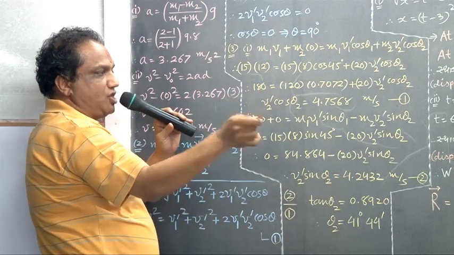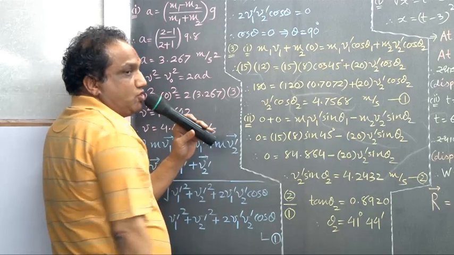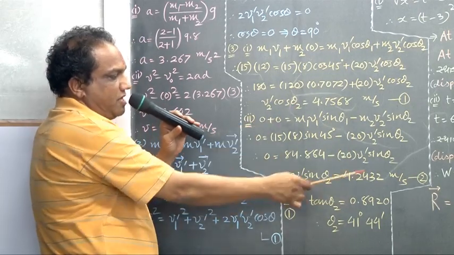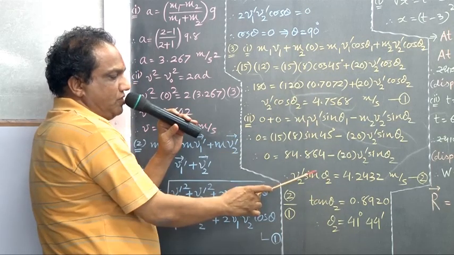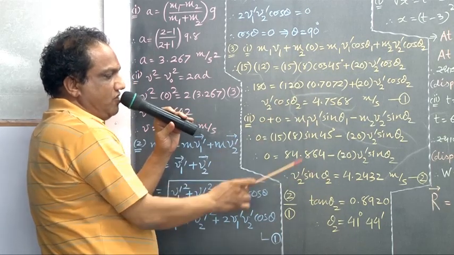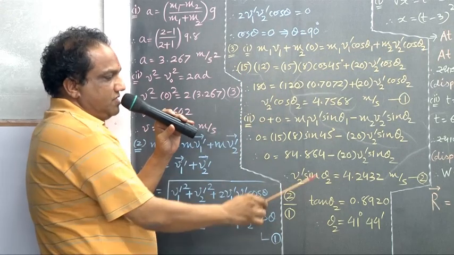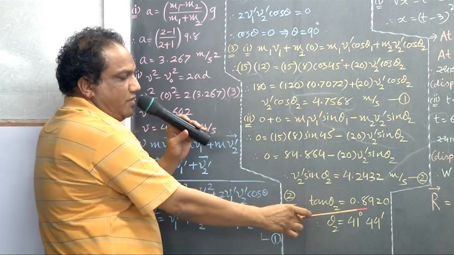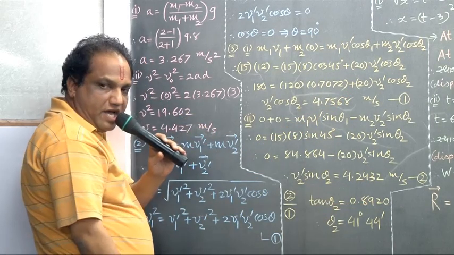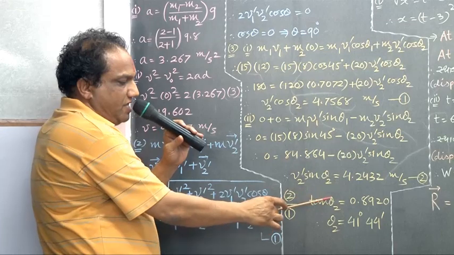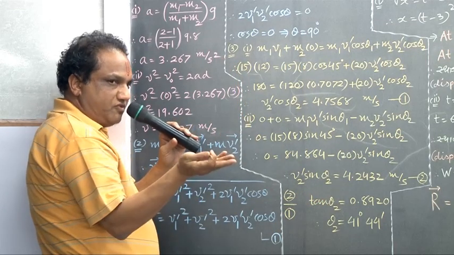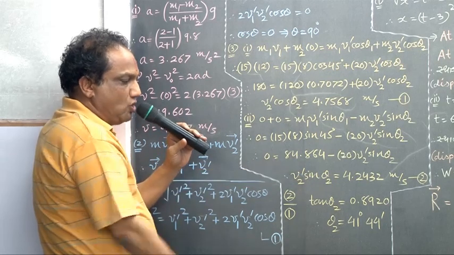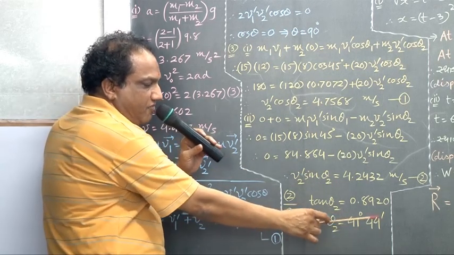Suppose now I am taking a ratio of equation 2 to equation 1. This upon this will be v2 dash sin theta 2 upon v2 dash cos theta 2, that is tan theta 2, and this comes out to be 0.8920. Once you know tan theta, as many times you have found the value of theta from the table of natural tangents in the log table, similarly you can find it here also. It comes out to be 41 degree 44 minutes.